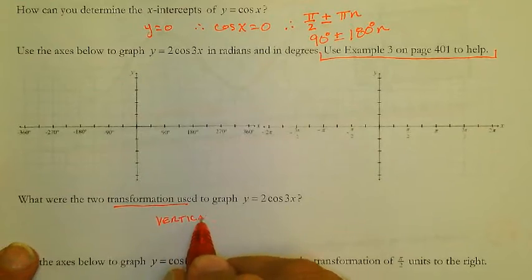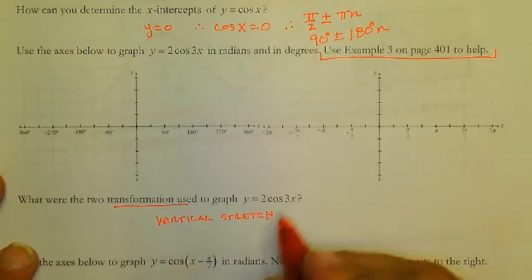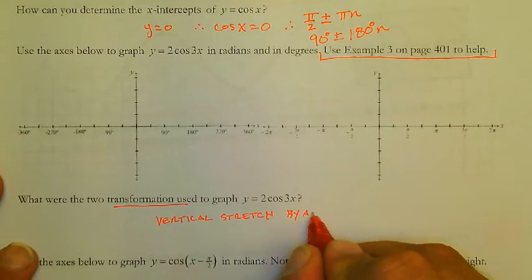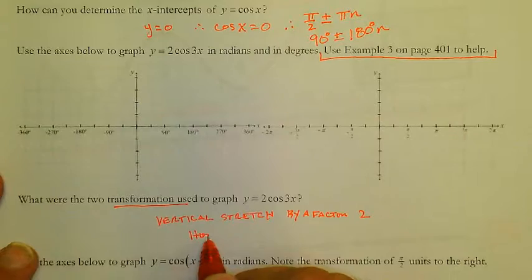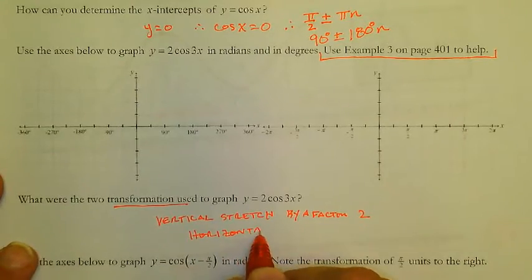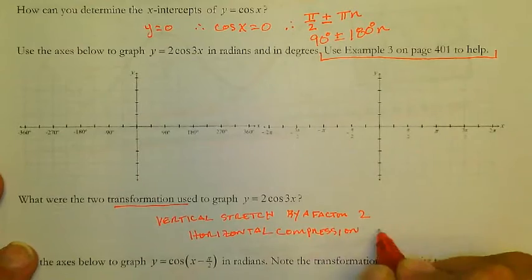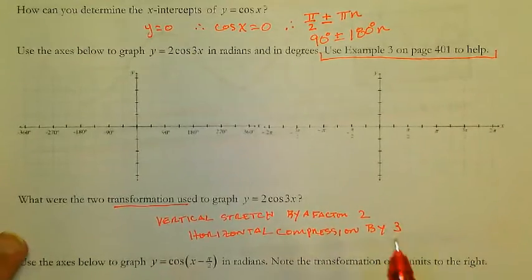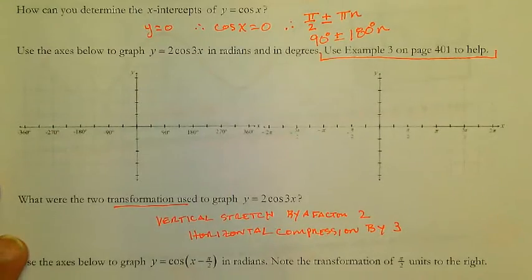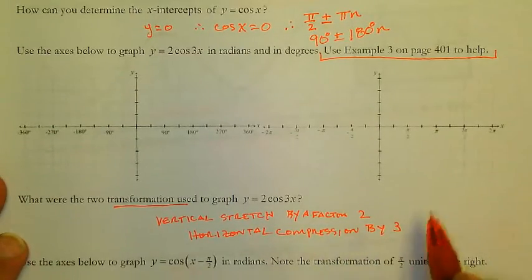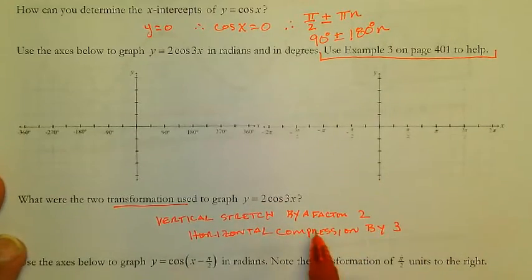We know that we had a vertical stretch by a factor of 2 and a horizontal compression by 3. Okay, this one's going to be a little bit harder to draw. Why is this going to be harder to draw? Well, let's start with how I would set this up pattern-wise.